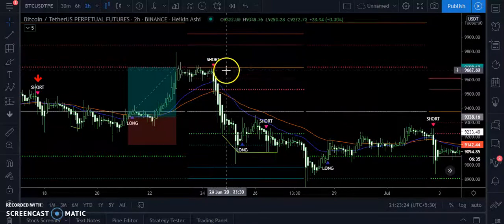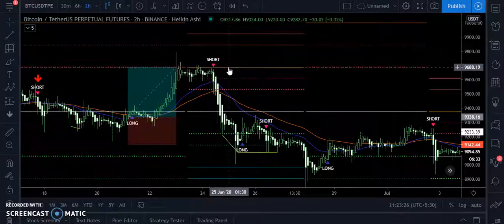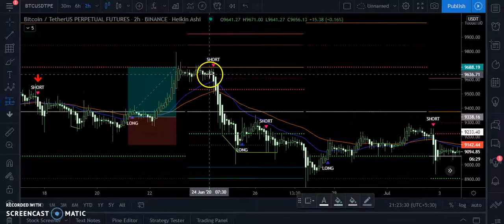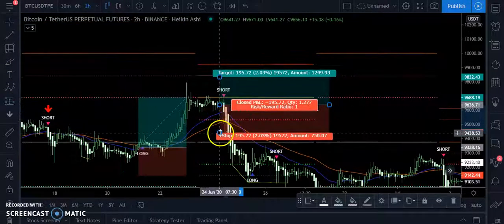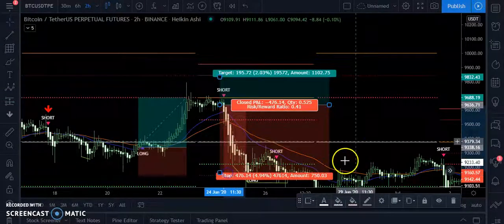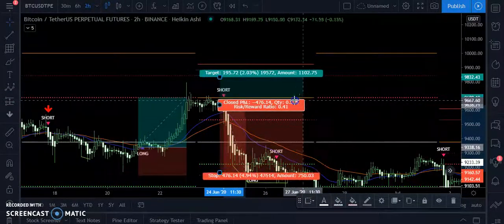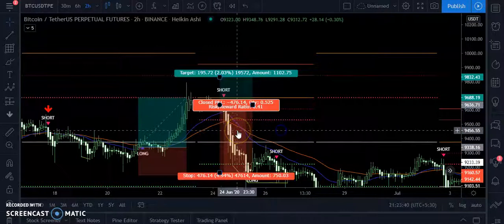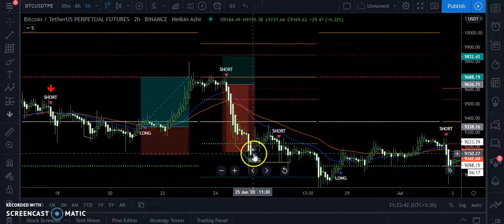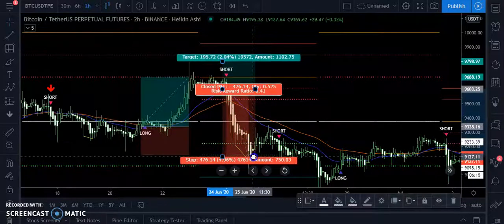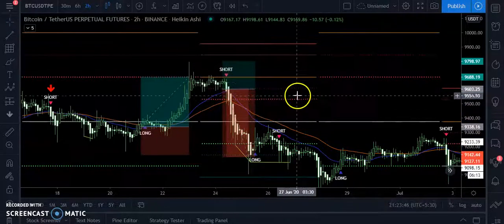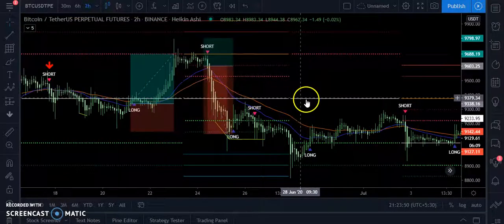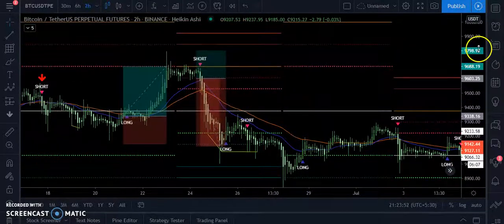And even here, this is the orange line, the resistance line, and you got a short signal. So immediately you should go for a short position. How much you would have made with this is around 4.94%. With 20x leverage you would have made more than 80% the moment you get this short signal. So like this you can trade using these trend support lines.